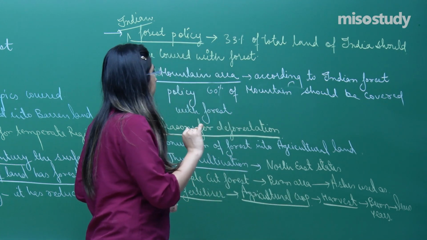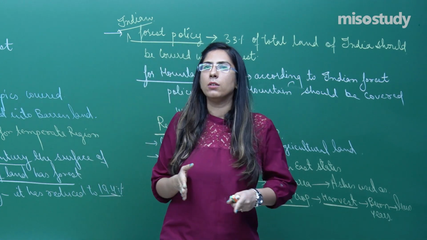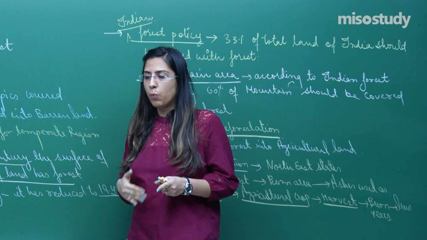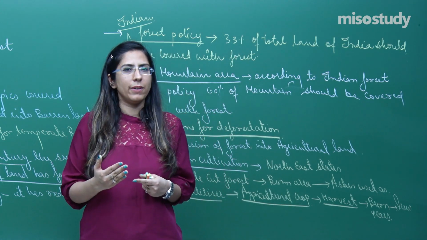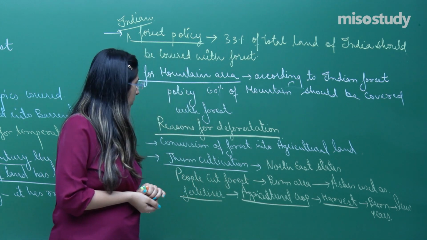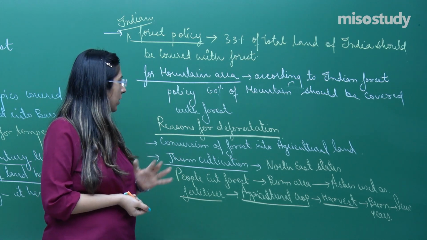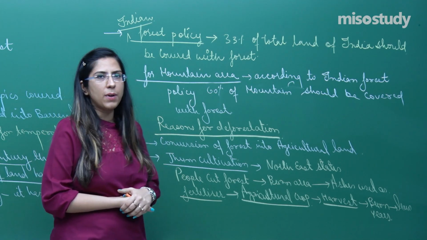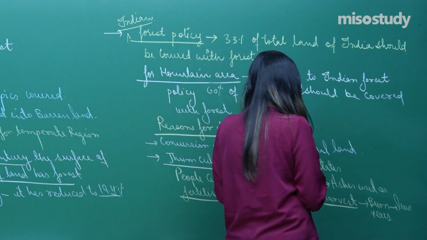So what have we learned today? We have learned about deforestation. What is deforestation? What about the Indian forest policy? What do you mean by the Indian forest policy, and what are the problems that we are facing because of deforestation? The reasons for deforestation: first is the conversion of forest into agricultural land. Second is called jhum cultivation, which is a common practice in the northeast states of India.